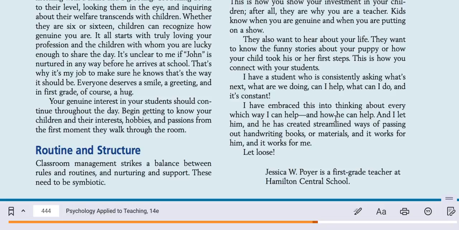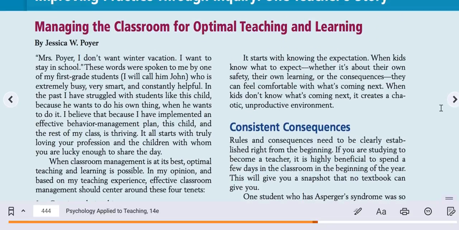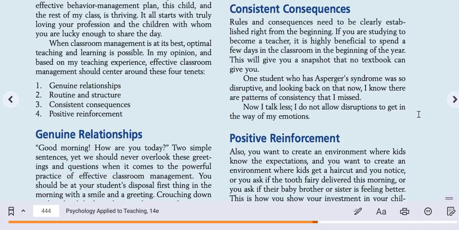Routine and structure. Classroom management strikes a balance between rules and routines and nurturing and support. These need to be symbiotic. It starts with knowing the expectation. When kids know what to expect, whether it's about their own safety, their own learning, or the consequences, they can feel comfortable with what's coming next. When kids don't know what's coming next, it creates a chaotic, unproductive environment.